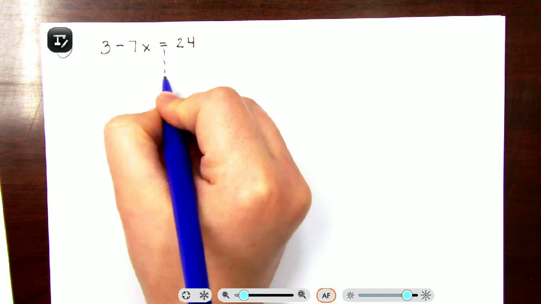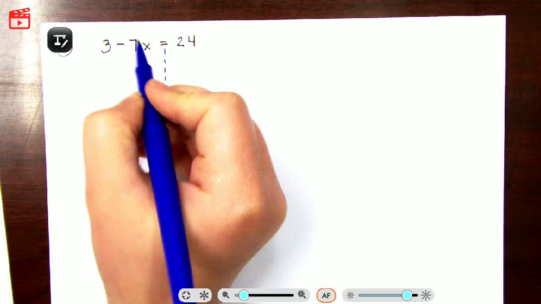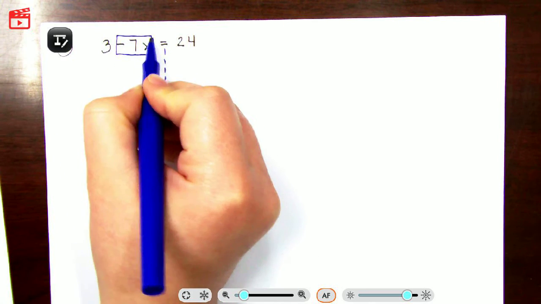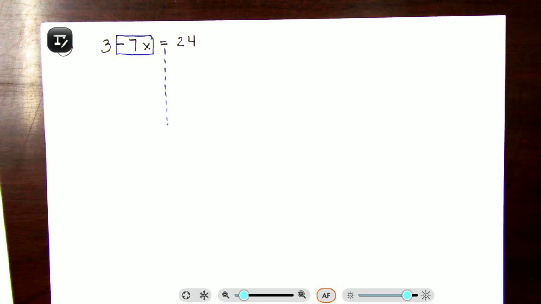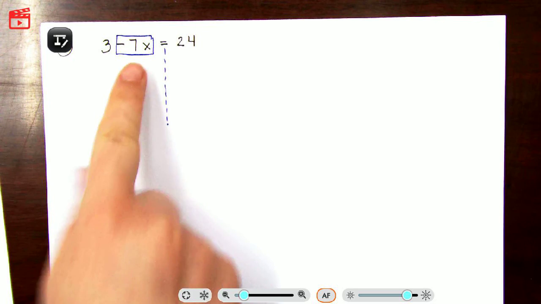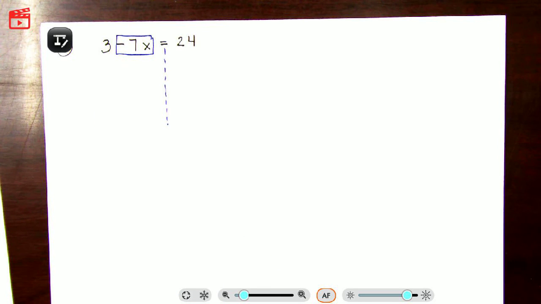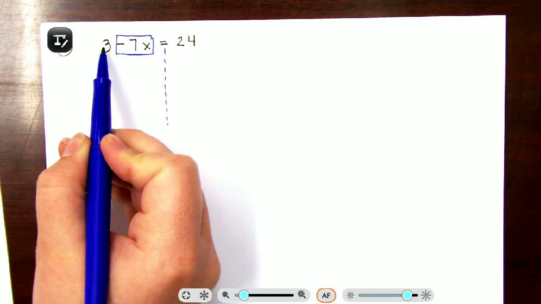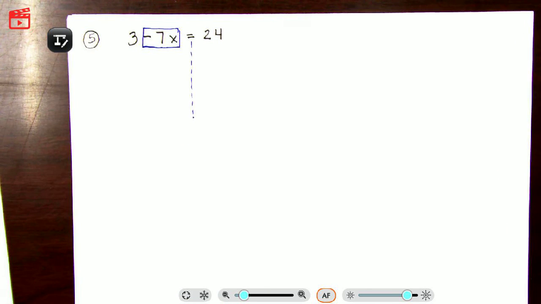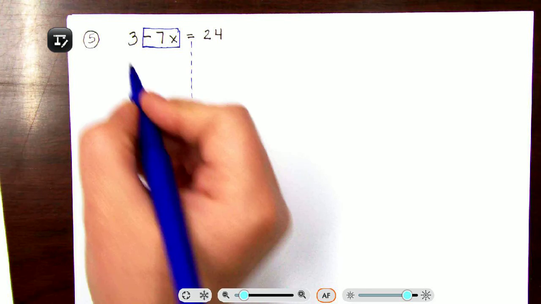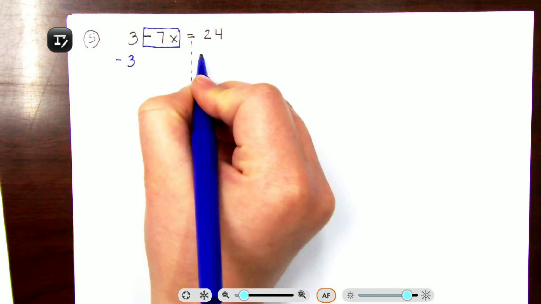So we're going to draw the dashed line, dotted line. We're going to put a box around the term with our variable. Make sure you are taking that sign with you. Doesn't matter what that sign is, you must include it in your box with the term with the variable. And we do the same process all over again. Okay, so what is outside of the box? 3 is outside of the box. 3 is positive. So what is the opposite of a positive 3? The opposite of a positive 3 is a minus 3 or a negative 3.